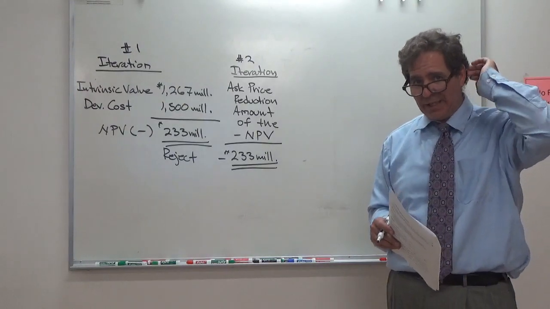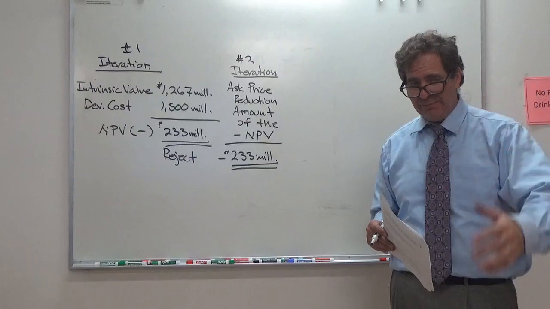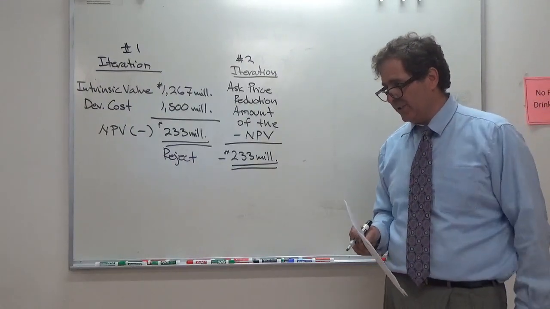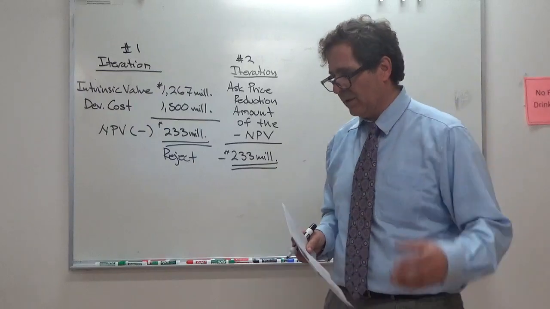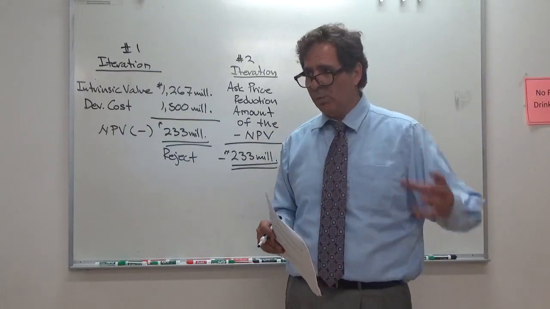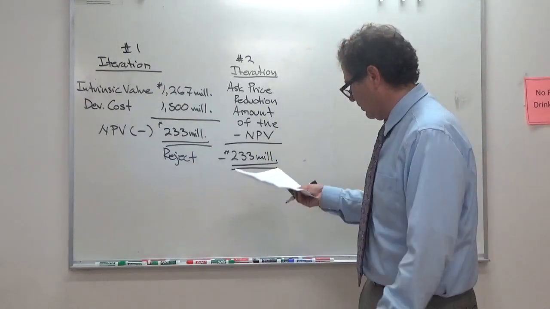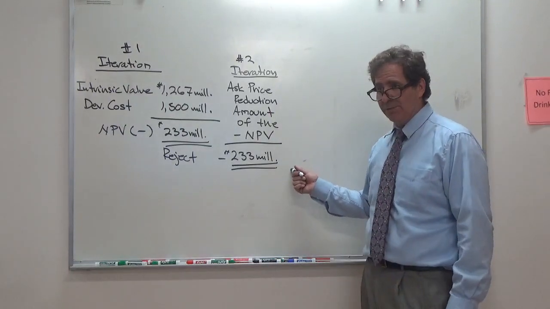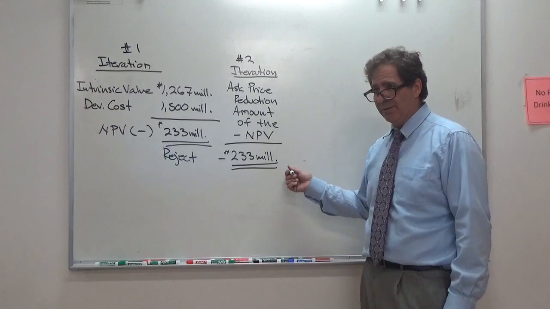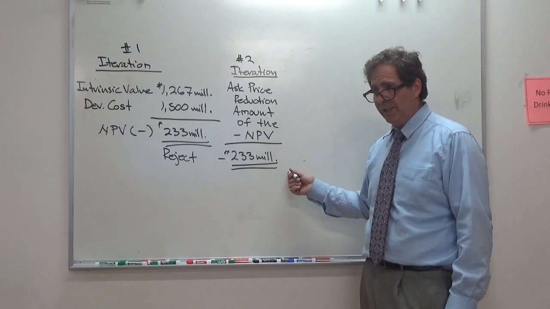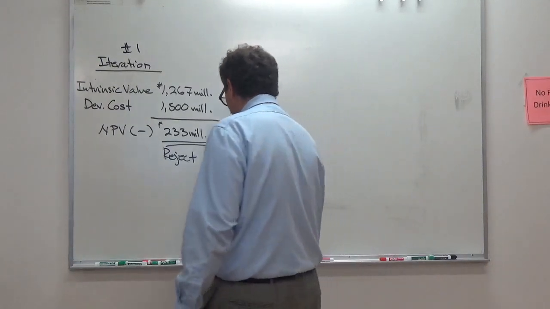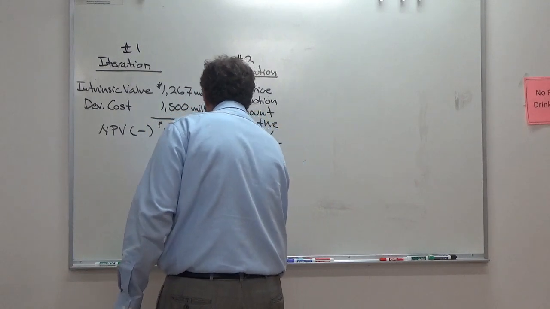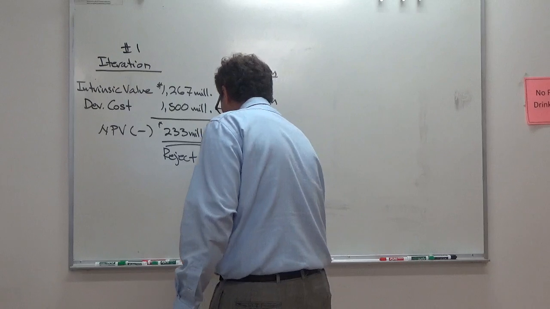The acquisition, the land costs, the development costs, the hard costs, the soft costs, negotiation with the city, the infrastructure costs, all that stuff I'd have to basically whittle down by $233 million. Okay? And if I can get a price reduction in the amount of the negative NPV, what's my net present value turn out to be? And do I accept or reject it? Accept.